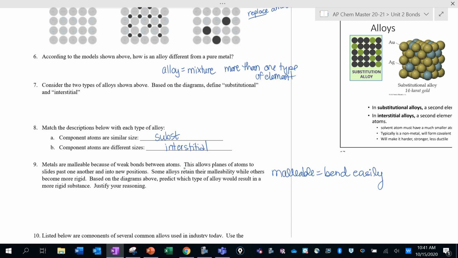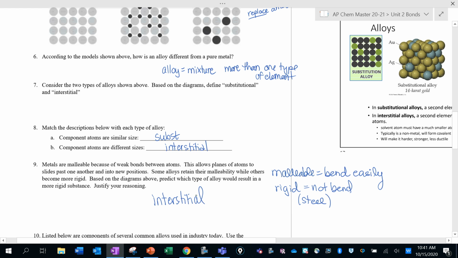Sometimes when we make an alloy, though, we end up with something that is rigid, which is the opposite of malleable. So it's something that does not bend very easily. And steel is an example of a useful rigid alloy. And the type of alloy that results in a more rigid substance is the interstitial alloy.